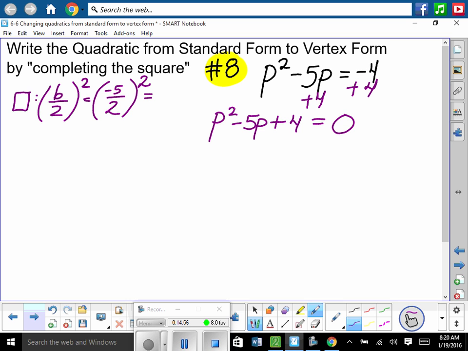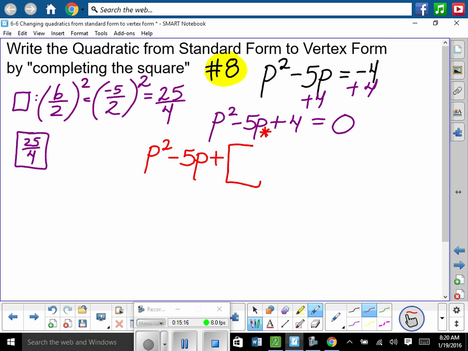Good. So 25/4. That's absolutely correct. So our square is 25/4. So we're going to insert our fancy 0 after our bx value. So we're going to have p squared minus 5p. Then we add our square. But if you add the square, you've got to subtract the square, so that it's really just a fancy 0. And we still have our plus 4 equal to 0.